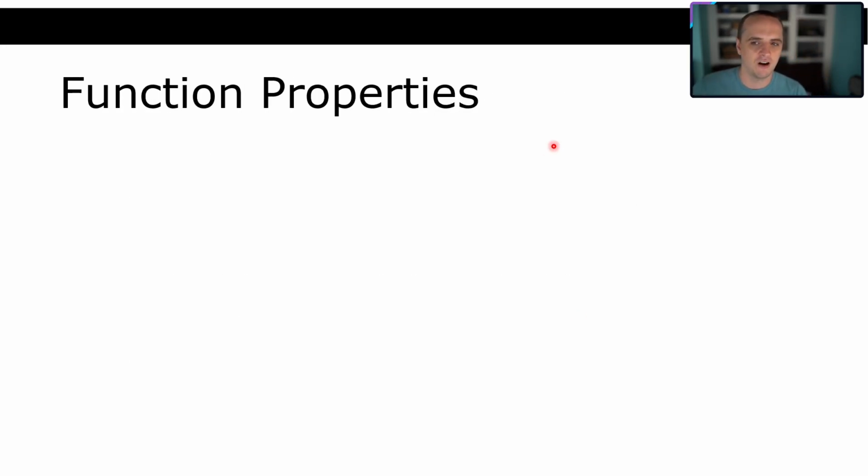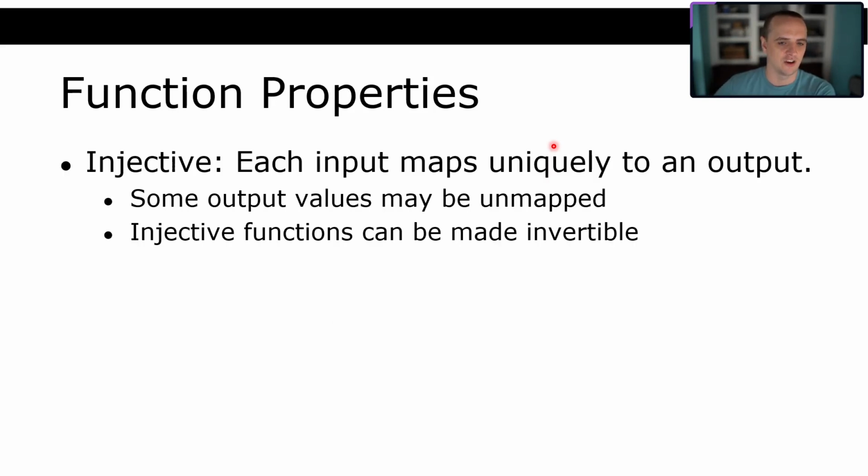All right, so here are properties of hash functions, of specific algorithms of hash functions. One, injective. And you may have flashbacks to your math or logic course looking at these slides, but they're very important when it comes to hash functions. So an injective function, each input maps uniquely to an output. So some of the output values may be unmapped, right? Injective functions typically can be made invertible.